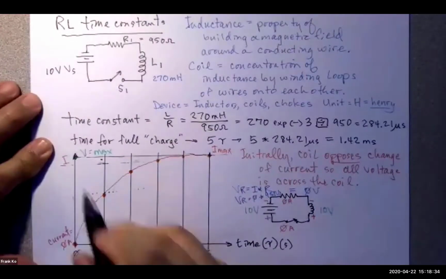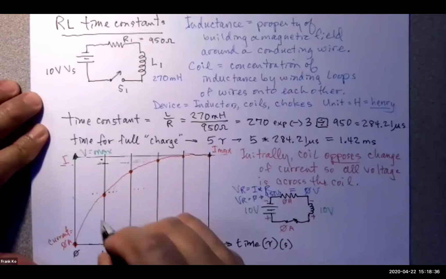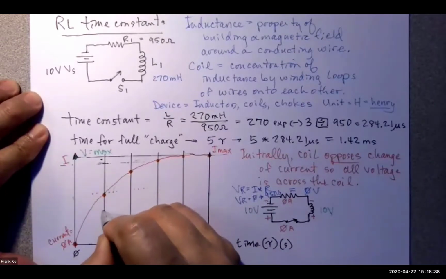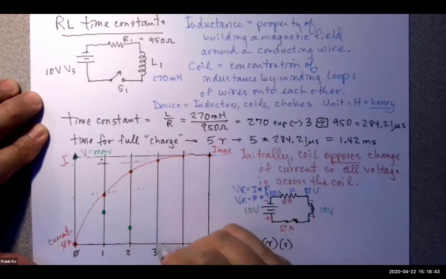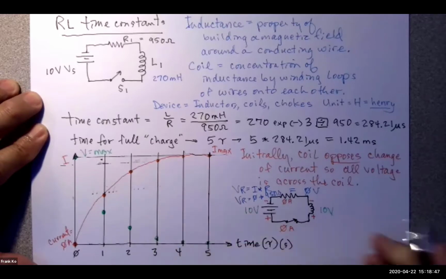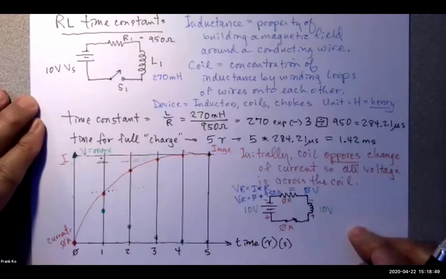We said voltage started off at maximum. At the end of the first tau, this thing will drop 63.2% of the maximum to there. At the next one, it'll drop to here. At the next one, it'll drop to here. At the next one, it'll drop to here. Finally, it'll drop to no volts because this behaves like a bare piece of wire.